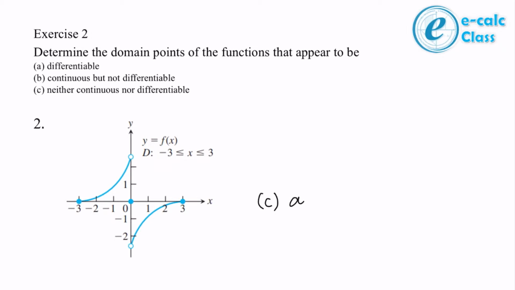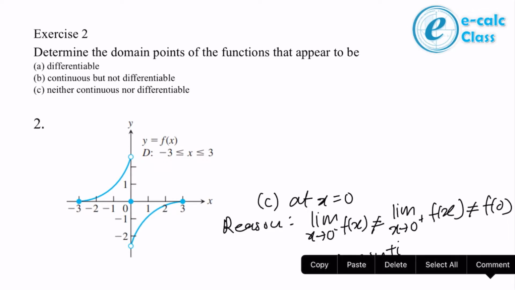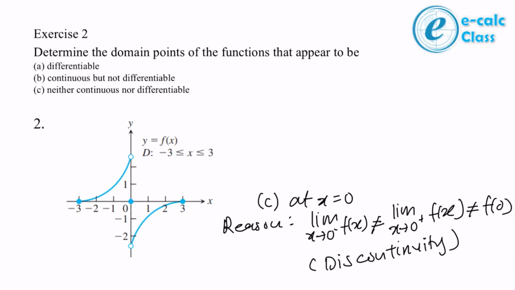We know that it is discontinuous at x equals to c. What is the reason? The reason is the limit from the left is not the same as the limit from the right, meaning the limit does not exist, and moreover it is different from f of 0. F of x at 0 means discontinuity. As long as it is discontinuous, automatically not differentiable. Okay.